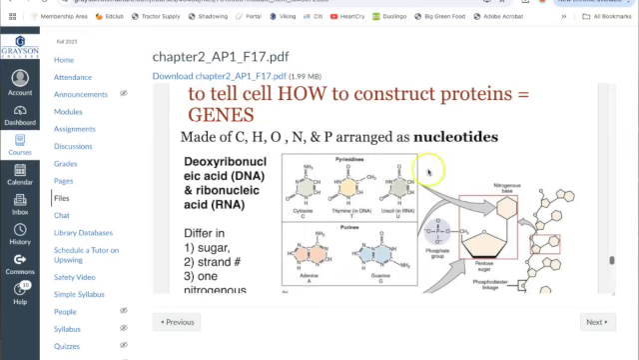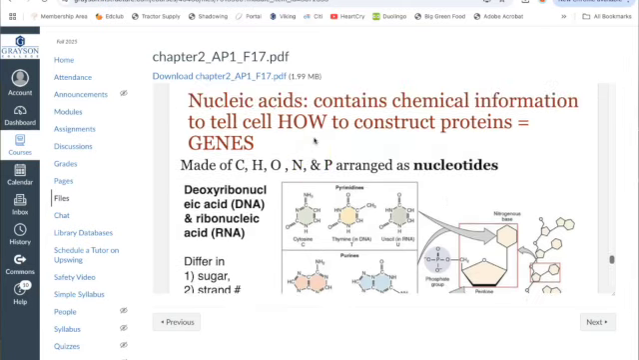So nucleic acids. Nucleic acids are DNA, right? If you eat an animal, you're bound to eat some of the DNA, right? It's in there. You eat their cells and all that stuff. Okay, so nucleic acid is arranged in nucleotides. It depends on how it's arranged.